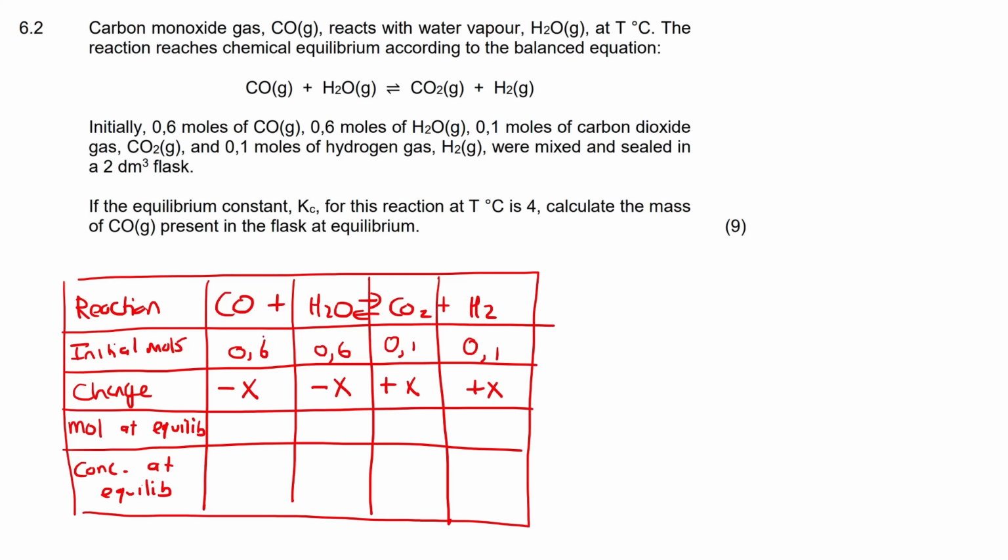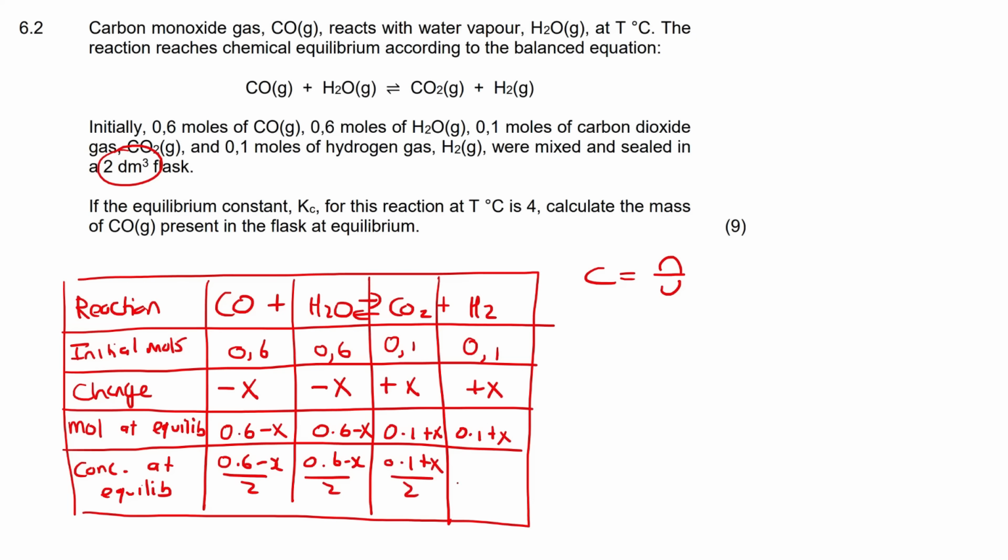Now for your moles at equilibrium, you just add these columns together. So that's going to be 0.6 minus x, 0.6 minus x, 0.1 plus x, 0.1 plus x. And then to work out your concentration, you just use C equals n over V. What is the container volume? 2 decimeters. So you're just going to say 0.6 minus x over 2, 0.6 minus x over 2, 0.1 plus x over 2, and 0.1 plus x over 2. Very straightforward. Now we can just go do Kc.